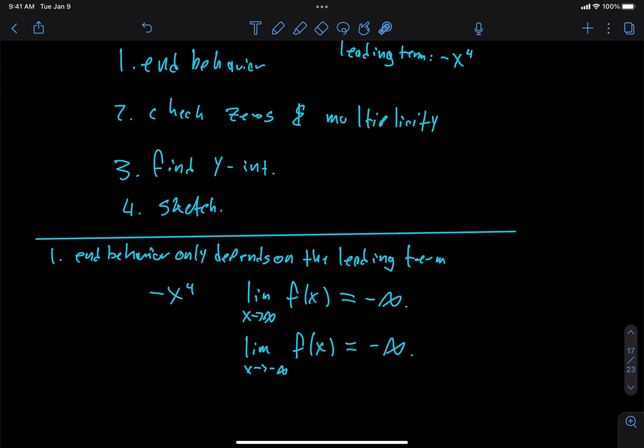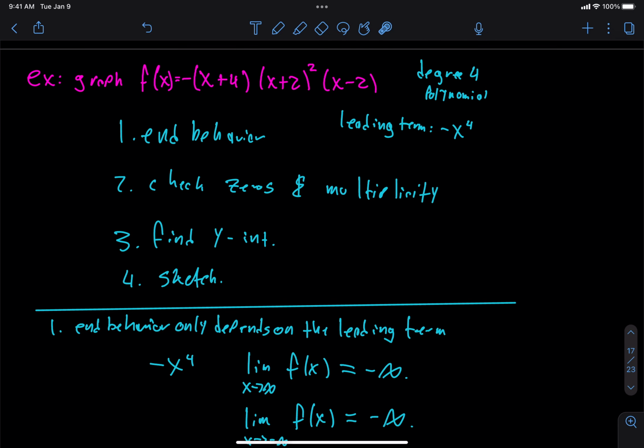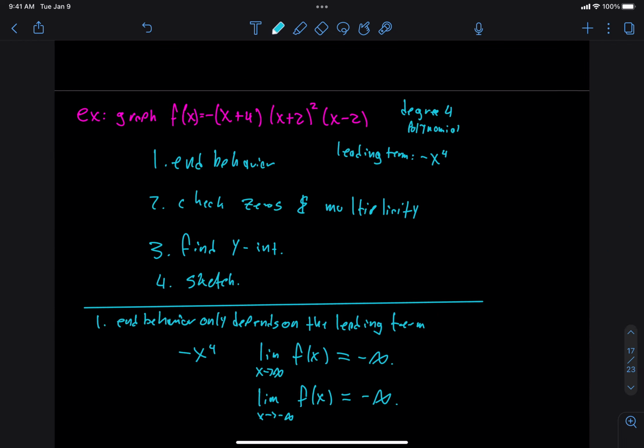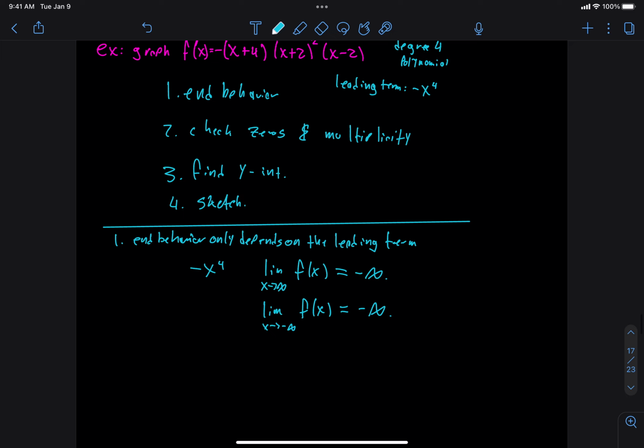So the next thing to do is to check the zeros and the multiplicity. Okay, that will determine the passing or bouncing behavior. So I have 3 zeros, right? I have x equals -4, which has multiplicity what? Multiplicity 1, which means I'm going to have what? Passing or bouncing? Passing.